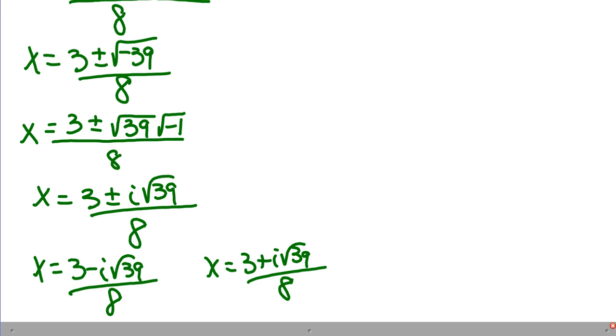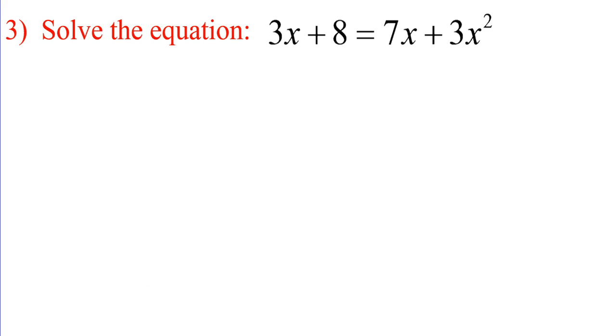Let's try one more equation. Here we want to solve 3x plus 8 is equal to 7x plus 3x squared. Now for this one, what I would do is we have some like terms. Let's write it in standard form, and then we can evaluate it from there.